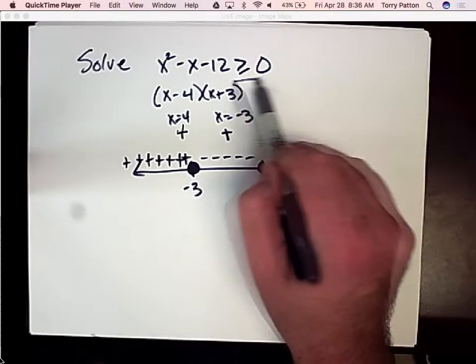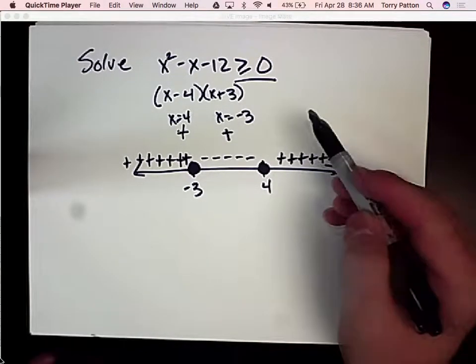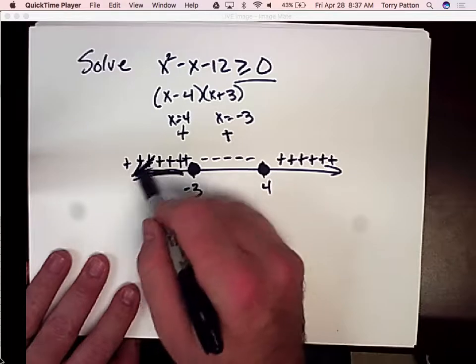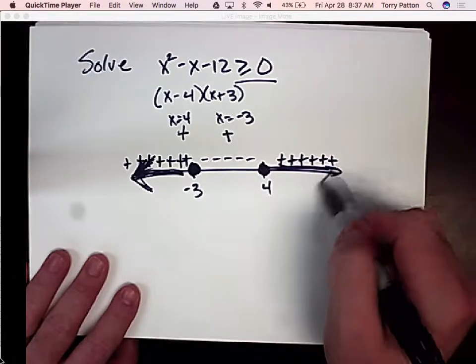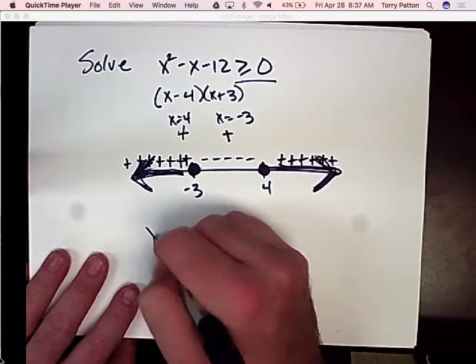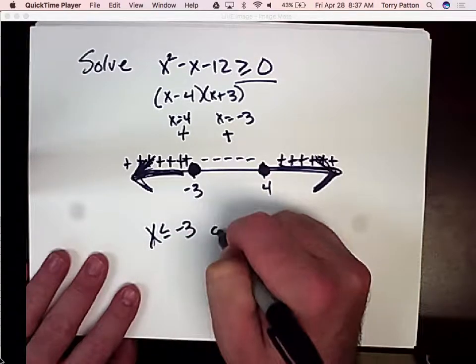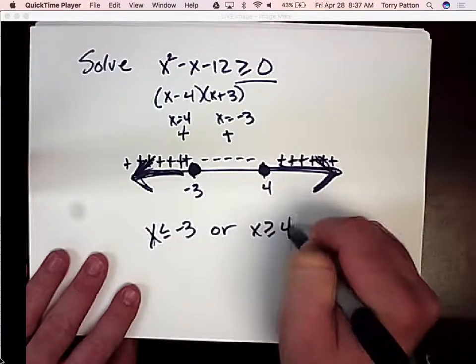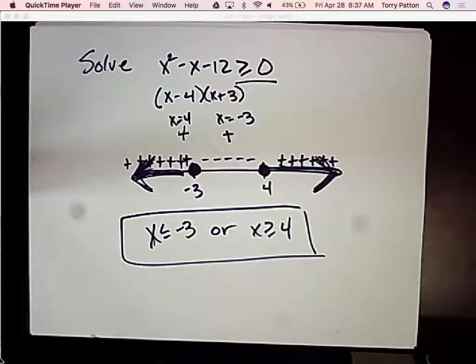Do we want the positives or the negatives? Positives. So the answer is x is less than or equal to negative 3 or x is greater than or equal to 4. Make sense? Okay.